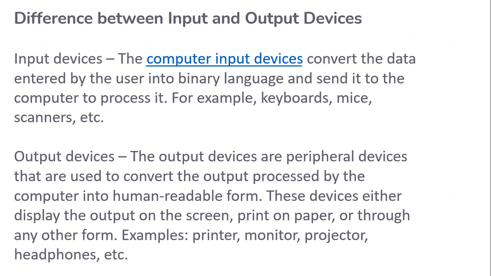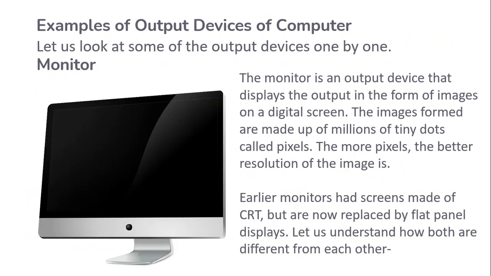So, what is now the difference with an output device? Output devices are peripheral devices that are used to convert the output processed by the computer system into a form that humans could understand. These devices either display the output on the screen, print on paper, or present it through any other form. Examples are printers, monitors, projectors, and headphones, which you're going to see a little bit later on in our lesson.